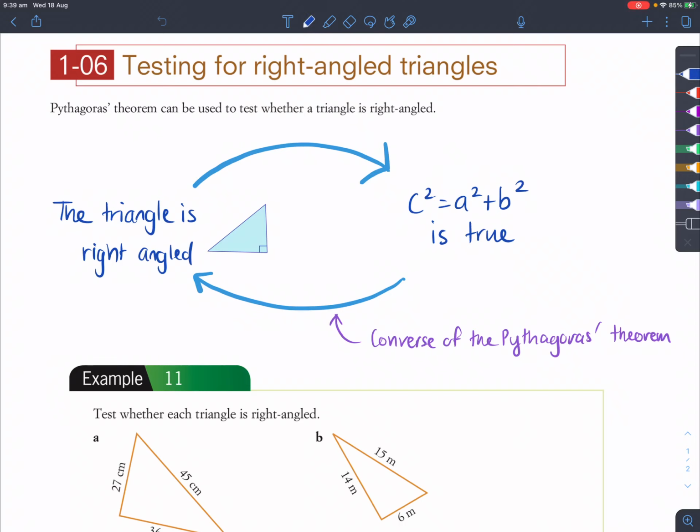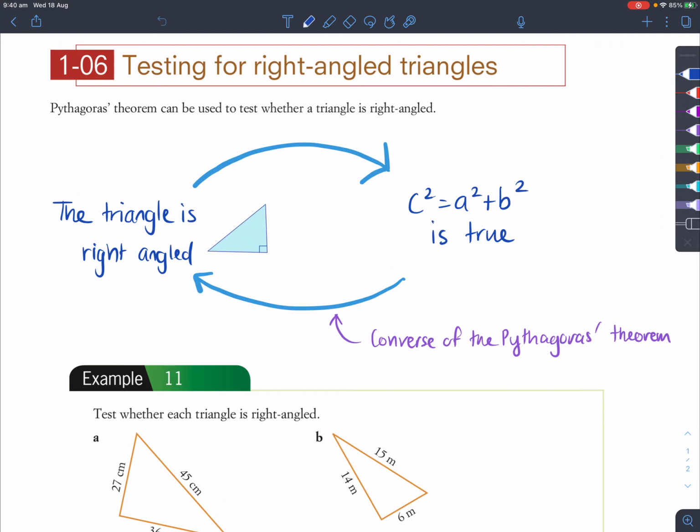In today's lesson, we'll be looking at how to test for right-angled triangles. We previously explored that if a triangle is right-angled, then that allows us to use c squared equals a squared plus b squared, which is the Pythagoras theorem. But if this is actually true, so the Pythagoras theorem holds, then that means that the triangle is right-angled. So we're used to going this way, but now we're going back the other way, which is what we call the converse of the Pythagoras theorem. Converse means just the opposite of what was previously done.